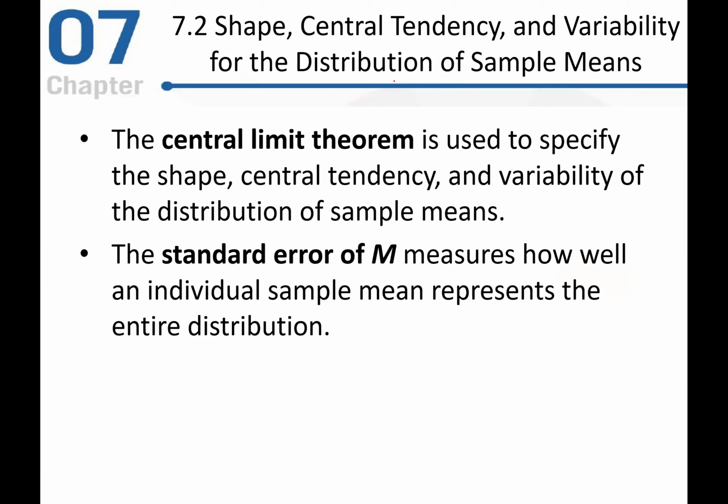All right. So the shape, the central tendency, and the variability for the distribution of sample means. So the first concept is what's called the central limit theorem. And this is used to specify the shape, central tendency, and variability of the distribution of sample means. The next is what is called the standard error of the mean, or the standard error of M, right? And this measures how well an individual sample mean represents the entire distribution.